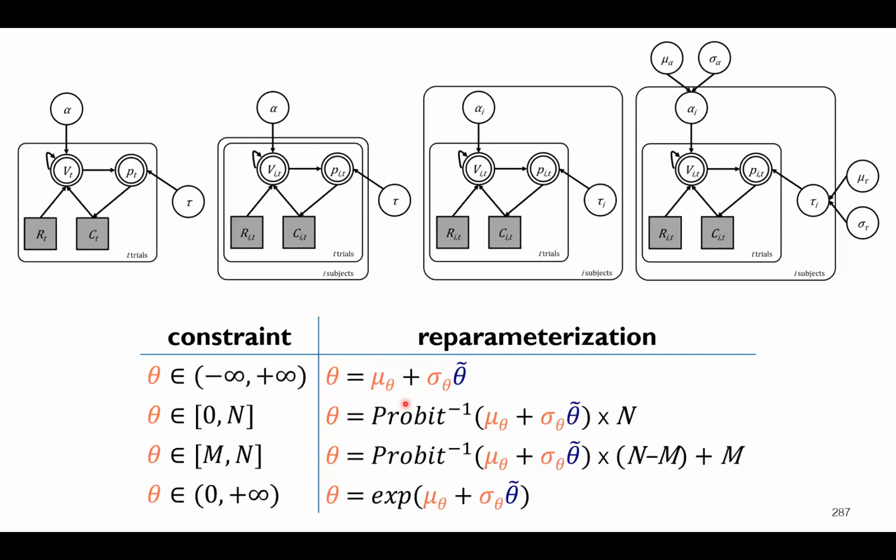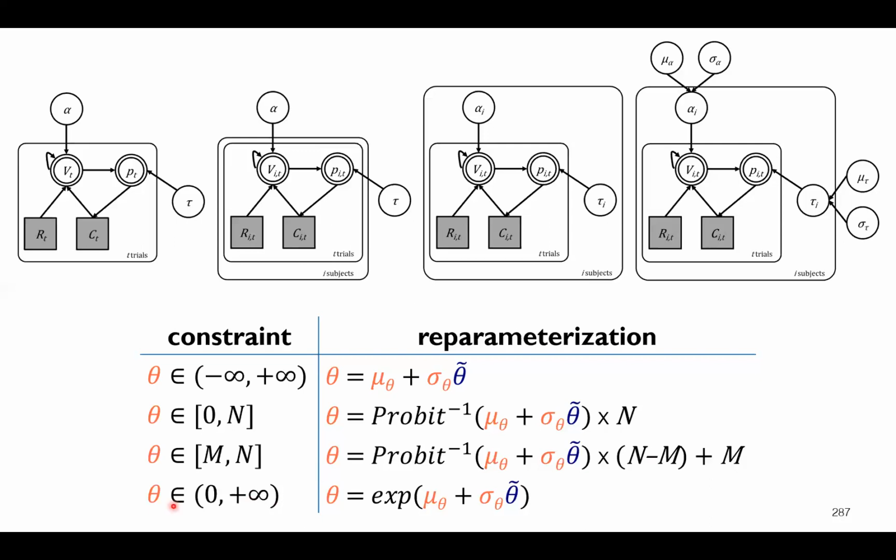So then this part, before this multiplication sign, results in a value that is between 0 and 1. And if we want the upper bound to be capital N rather than 1, then we could simply multiply that with a capital N. And similarly, if we would like to have the lower bound be capital M and the upper bound be capital N, then we simply multiply the range and then plus M.